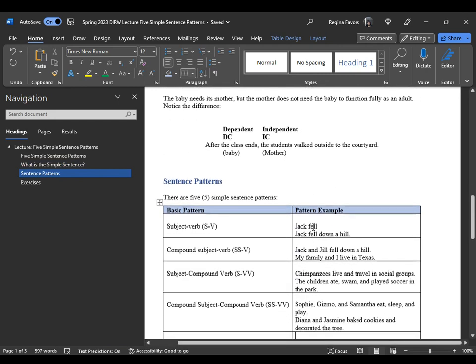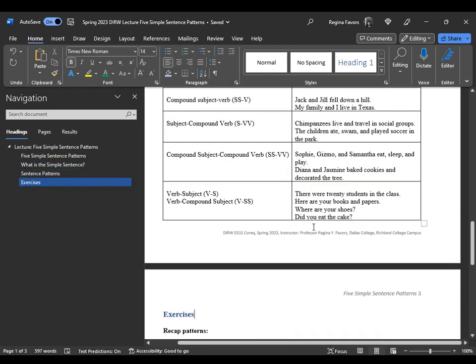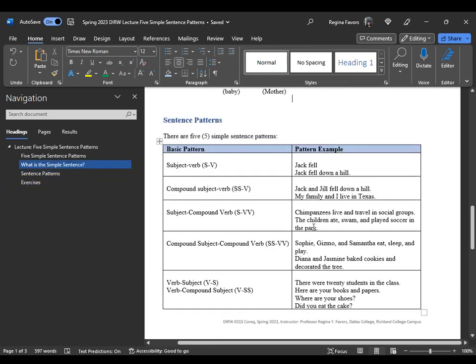So let's look at sentence patterns. There are 5 simple sentence patterns. This is in your core text. So there's subject verb, compound subject verb, subject compound subject compound verb, and then verb subject, where the verb comes before the subject, and verb compound subject.